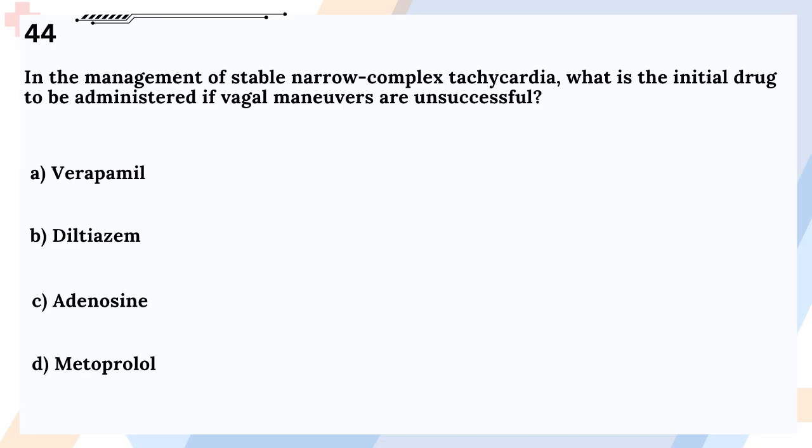Question 44. In the management of stable narrow complex tachycardia, what is the initial drug to be administered if vagal maneuvers are unsuccessful? A. Verapamil. B. Diltiazem. C. Adenosine. D. Metoprolol.